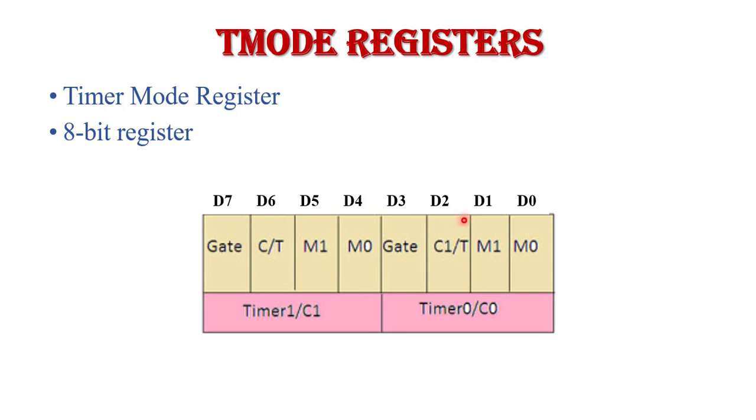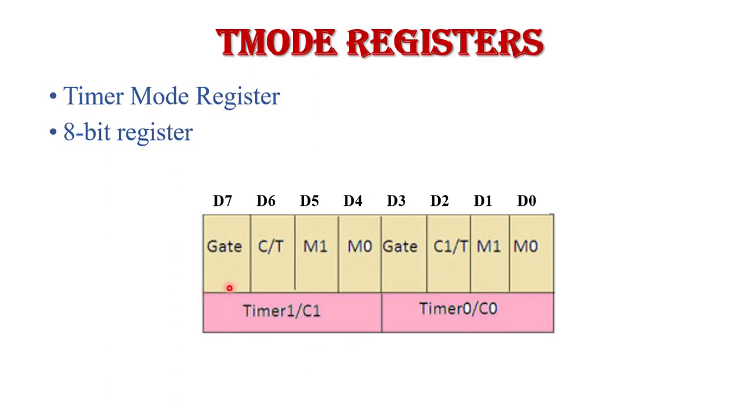So out of these 8 bits, the upper 4 bits, that is D4 to D7, are allotted for timer 1 or counter 1, and the lower 4 bits, that is D0 to D3, are allotted for timer 0 or counter 0. The operation of these upper and lower 4 bits is just the same. Here we see these 4 bits function the same as the lower 4 bits. So first I explain the function of the D7 bit of timer 1 and the D3 bit of timer 0. Both are allotted for the gate signal.